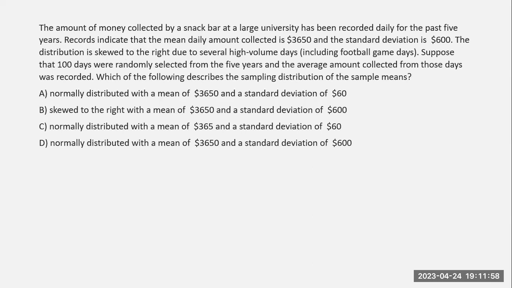The amount of money collected at a snack bar at a large university has been recorded daily for the past 5 years. Now, records indicate that the mean daily amount collected is $3,650 and the standard deviation is $600. The distribution is skewed to the right due to several high volume days, including football game days. Suppose that 100 days were randomly selected from the 5 years and the average amount collected from those days was recorded. Which of the following describes the sampling distribution of the sample mean?